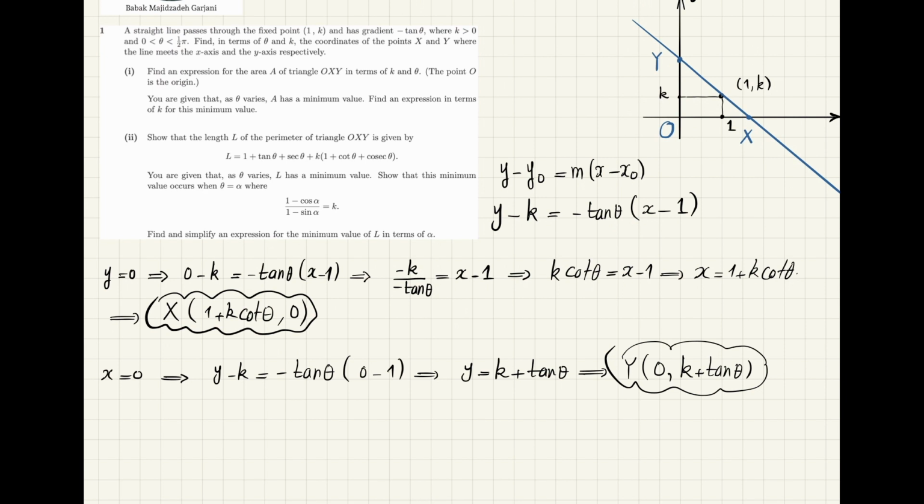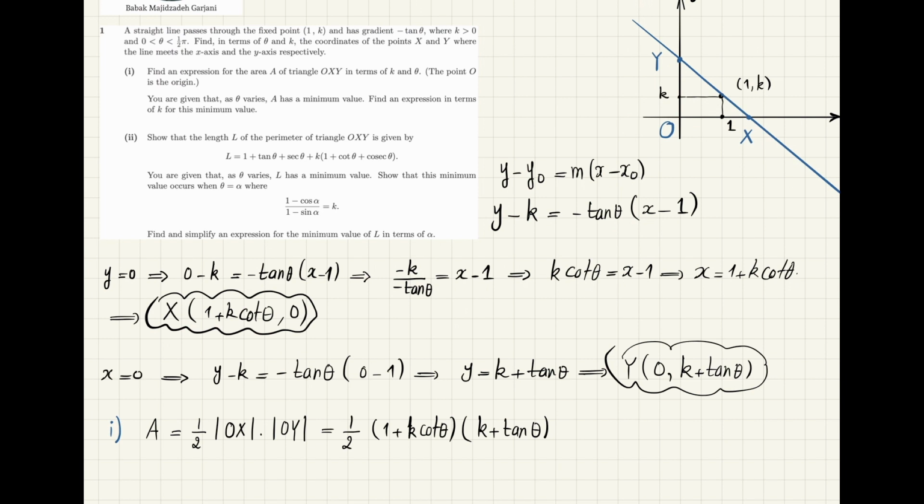Now I can do it. So for part one of this problem, the area that I am supposed to find is 1 over 2 times the length of the line segment OX multiplied by the length of line segment OY. But then it is clear that the length of line segment OX is exactly the x coordinate of the point X. So it is equal to 1 plus k cotangent of theta, multiplied by OY, which is the y coordinate of point capital Y. Yes? So this is A.